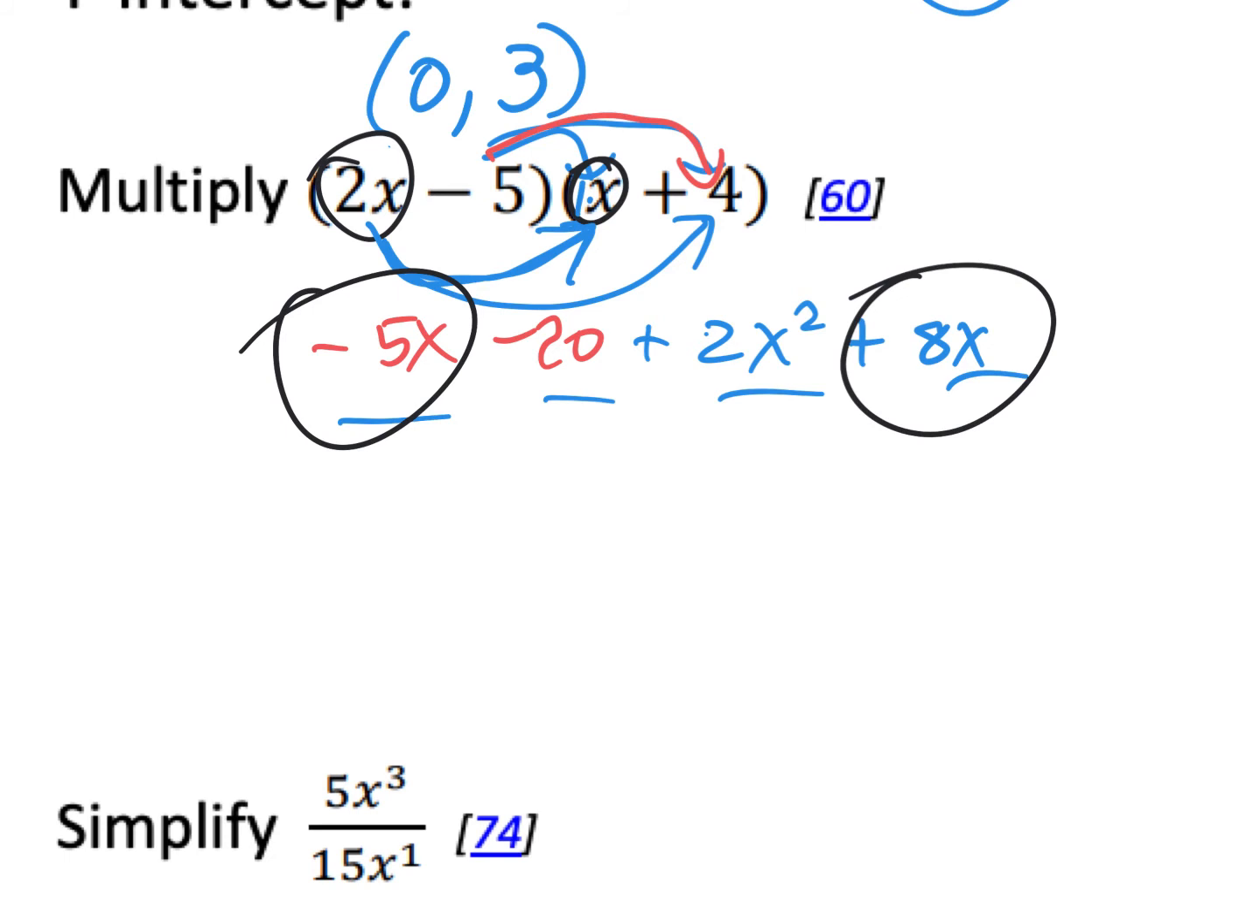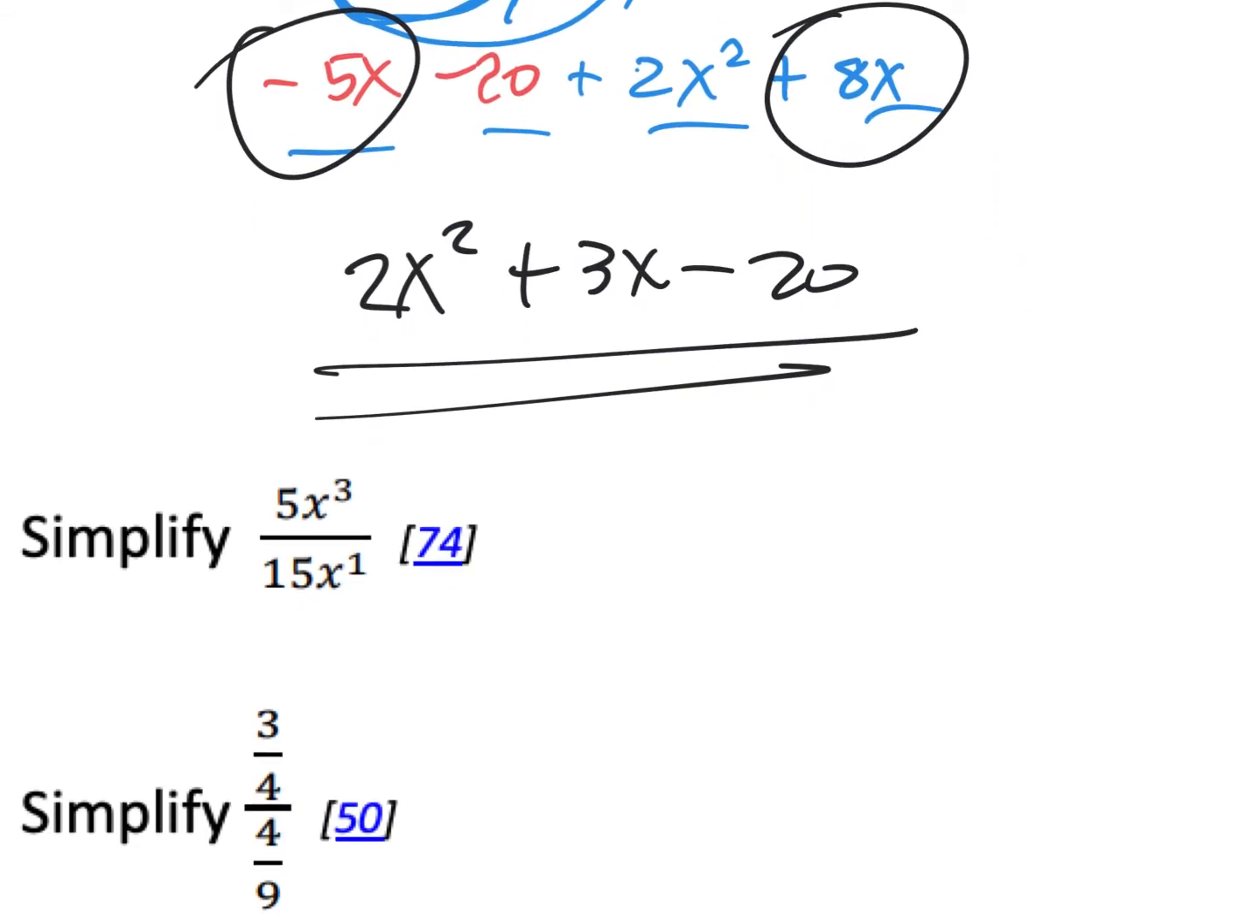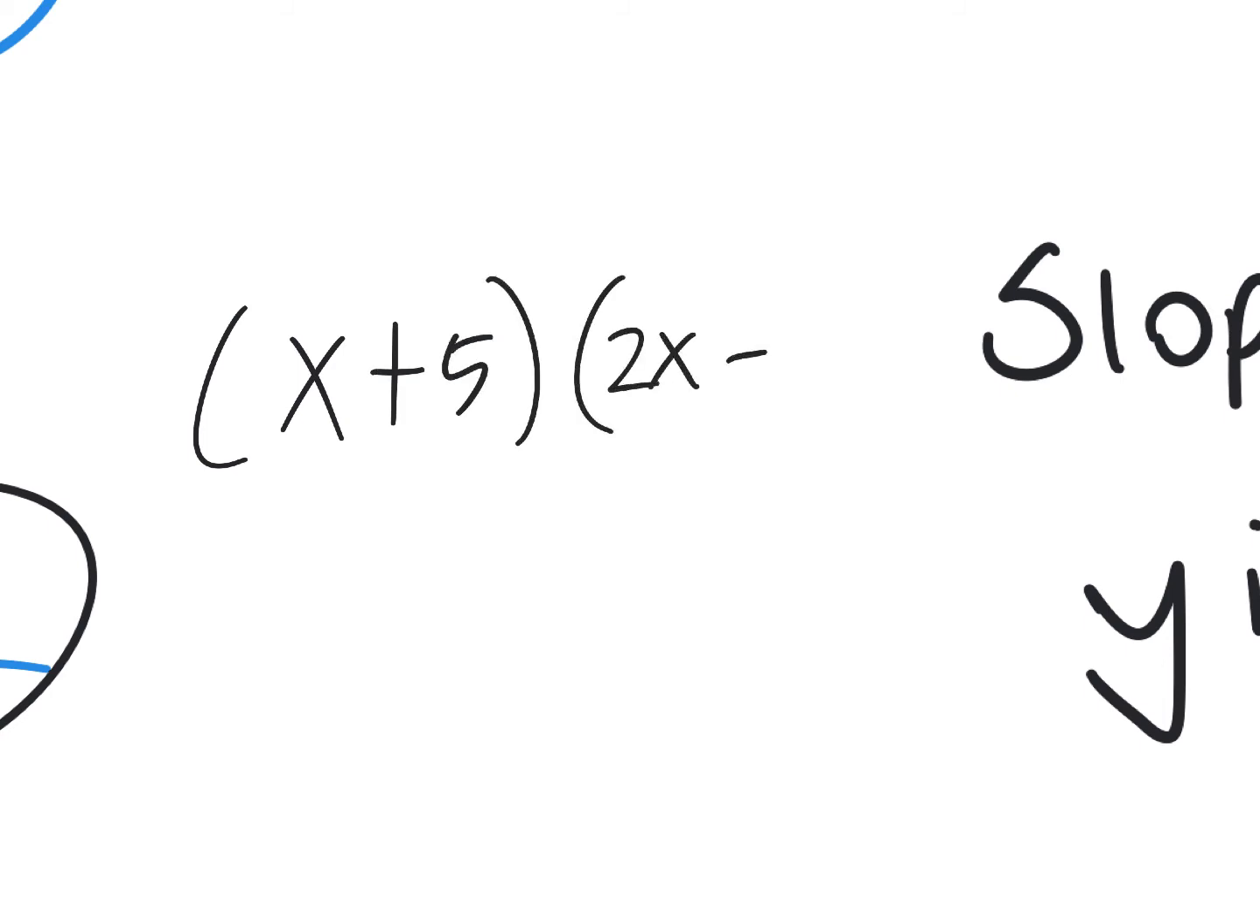And then could you tell me what you think the final answer is? Just say it out loud. 2x squared plus 3x minus 20. Excellent. Okay. So that's just multiplying out. It's called binomials. And I hope this isn't that hard for you.